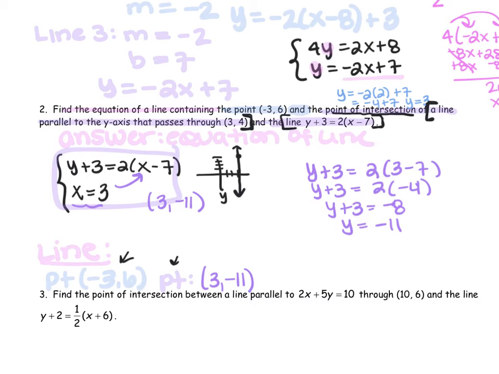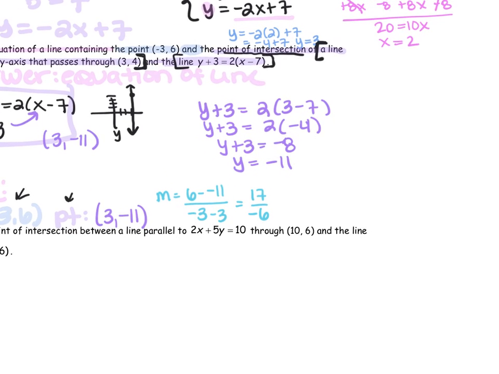So I need to write the equation of a line knowing that it has these 2 points on it. So when you know 2 points on a line, the first thing that you need to do is find the slope, because we always need the slope in order to write the equation of a line. So change in y over change in x. 6 minus negative 11 is 17, and negative 3 minus 3 is negative 6. So that's the slope of the line, and then I have the 2 points on the line.